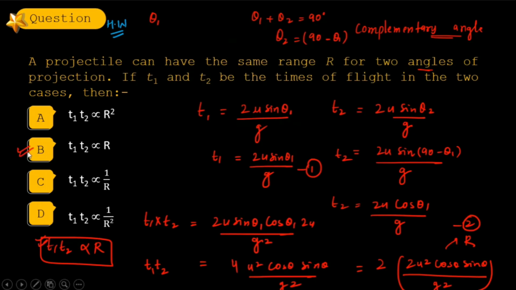Again, this is not an easy question. At the very first time, hardly anyone is able to do it, but you need to understand. The option says that the product of T1 and T2 is directly proportional to R. So just follow the process. You have to find T1 and T2 first, then multiply them and solve it. We'll ultimately get the required relation. This is how you are supposed to solve it.